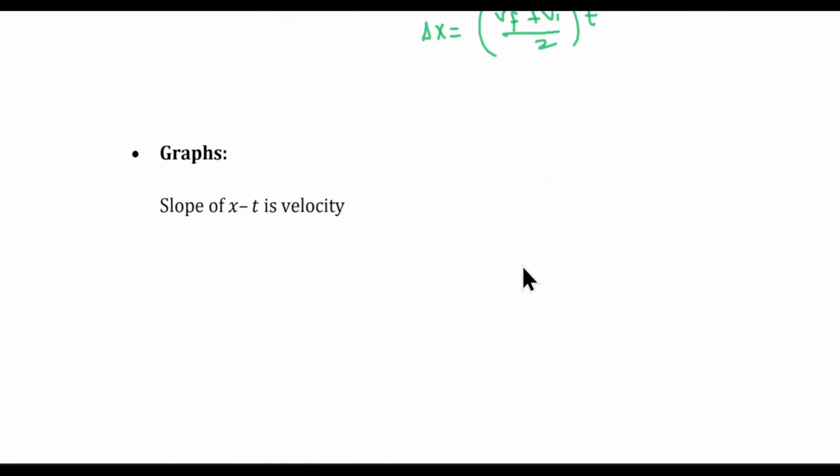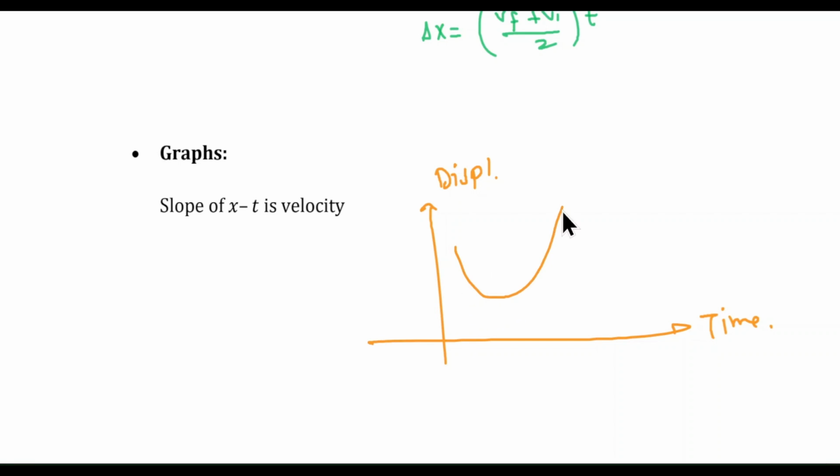Okay, the graphs are very important. Slope of x versus t is velocity. What is x, guys? x is the displacement, and t is of course the time. Whenever I find a slope here, it gives me a velocity. Let's say, for example, the curve is like this. At this point, the slope is 0, so it is at rest momentarily. At this point, the curve has a positive slope, so v is positive. At this point, the curve has a negative slope, so v is negative.